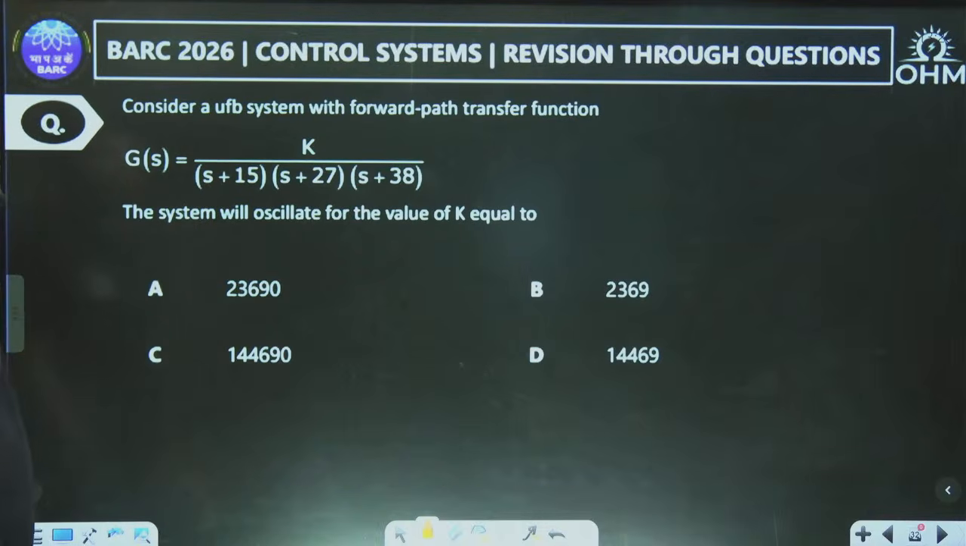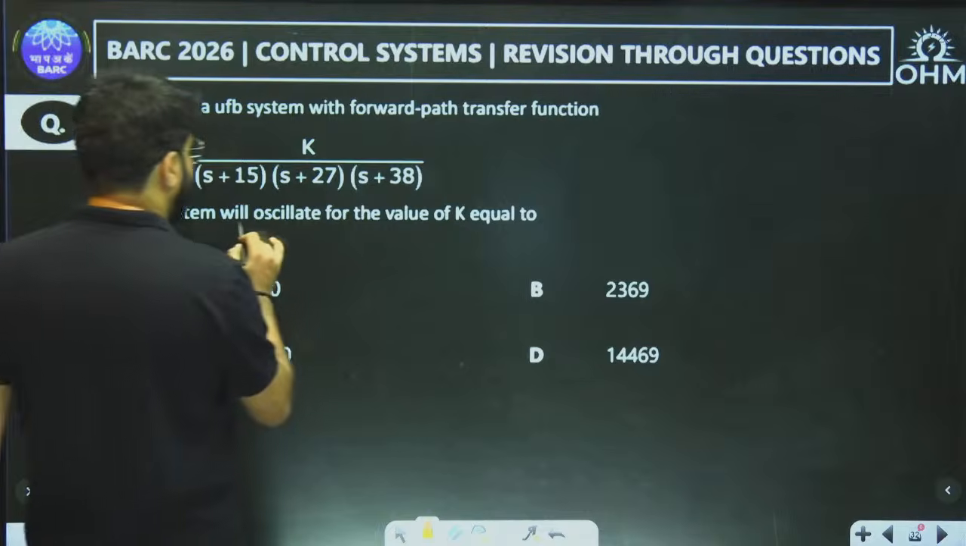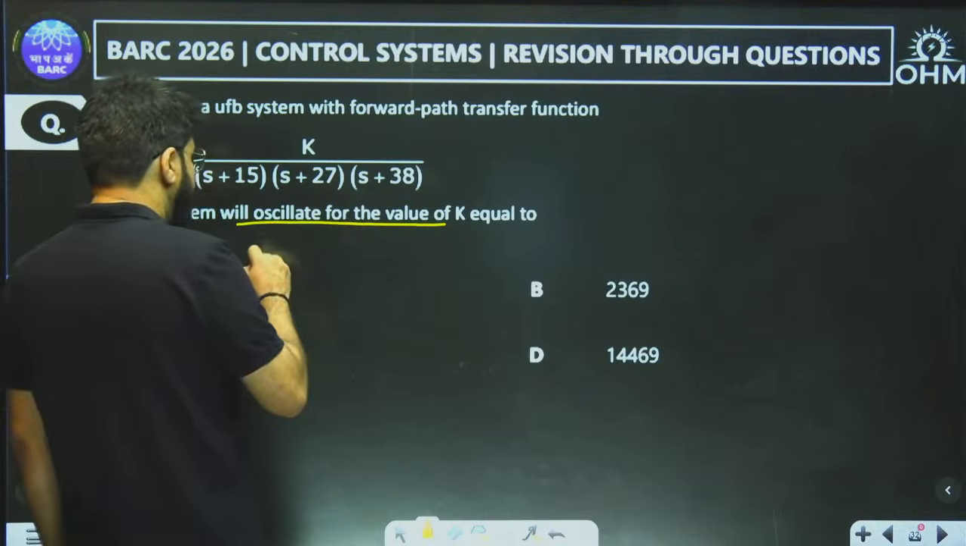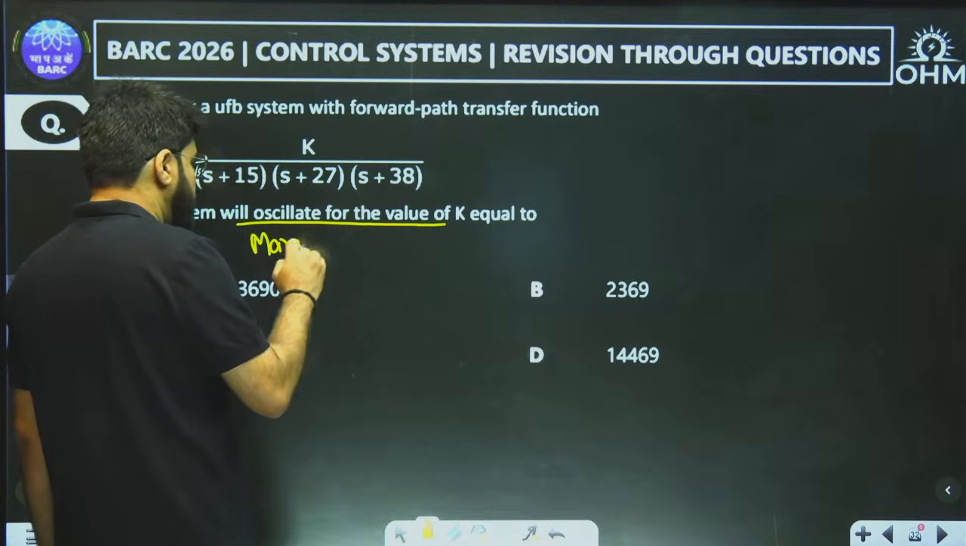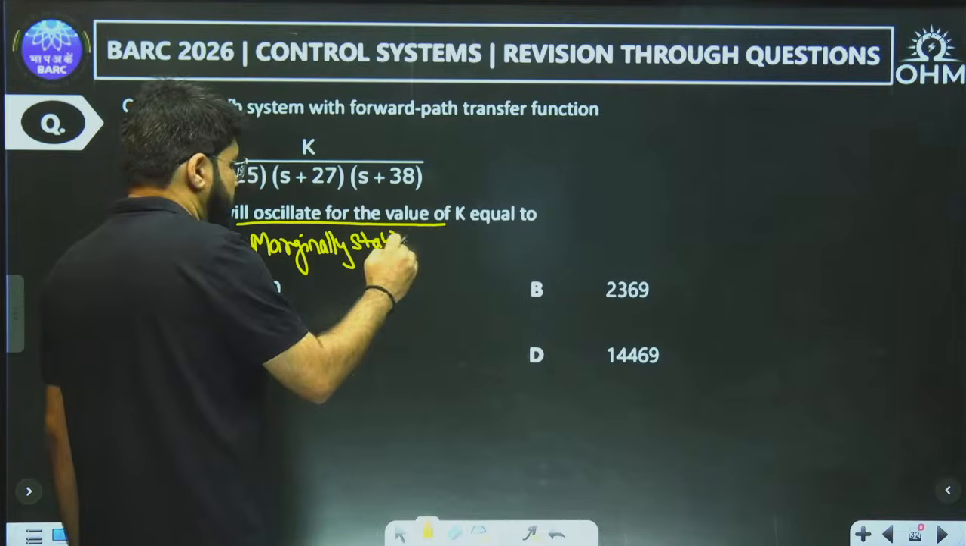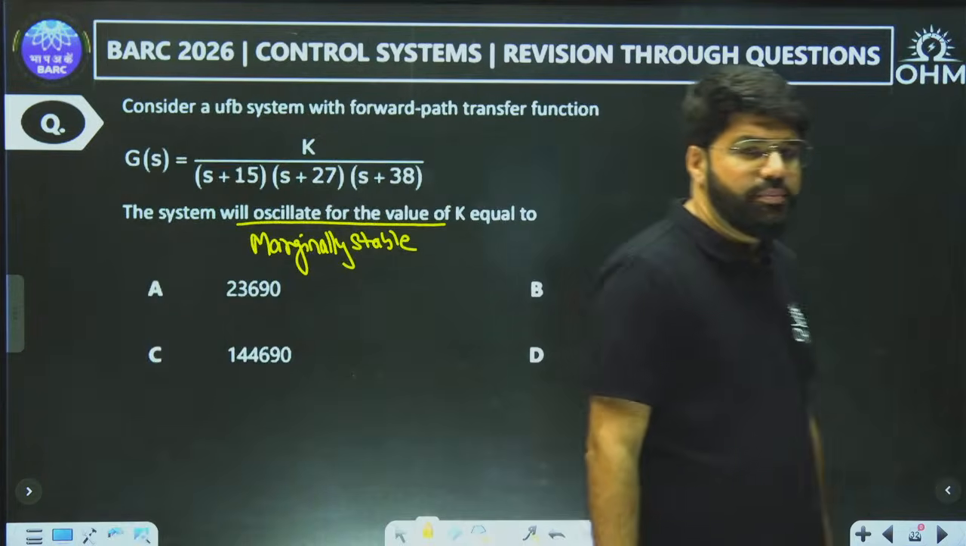Consider a unity feedback system with the given forward path transfer function. The system will oscillate for what value of K? Oscillatory means marginally stable. An oscillatory system is also a marginally stable system, the boundary between stability and instability.